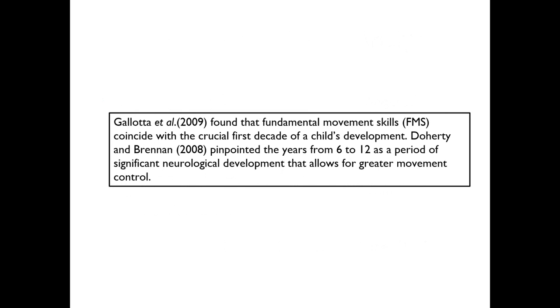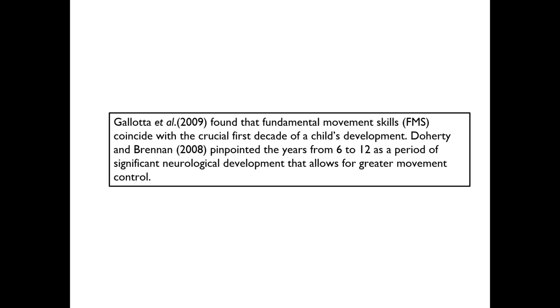Let's take this example. Gallotta et al. 2009 found that fundamental movement skills, FMS, coincide with the crucial first decade of a child's development. Doherty and Brennan, 08, pinpointed the years from 6 to 12 as a period of significant neurological development that allows for greater movement control. If a student wrote that, and they were, for example, a sports science student, that is acceptable. That's not a shoddy piece of work by any stretch. It demonstrates that the student has read this material, and they are, awkwardly nonetheless, trying to apply that to some kind of message in a paragraph.